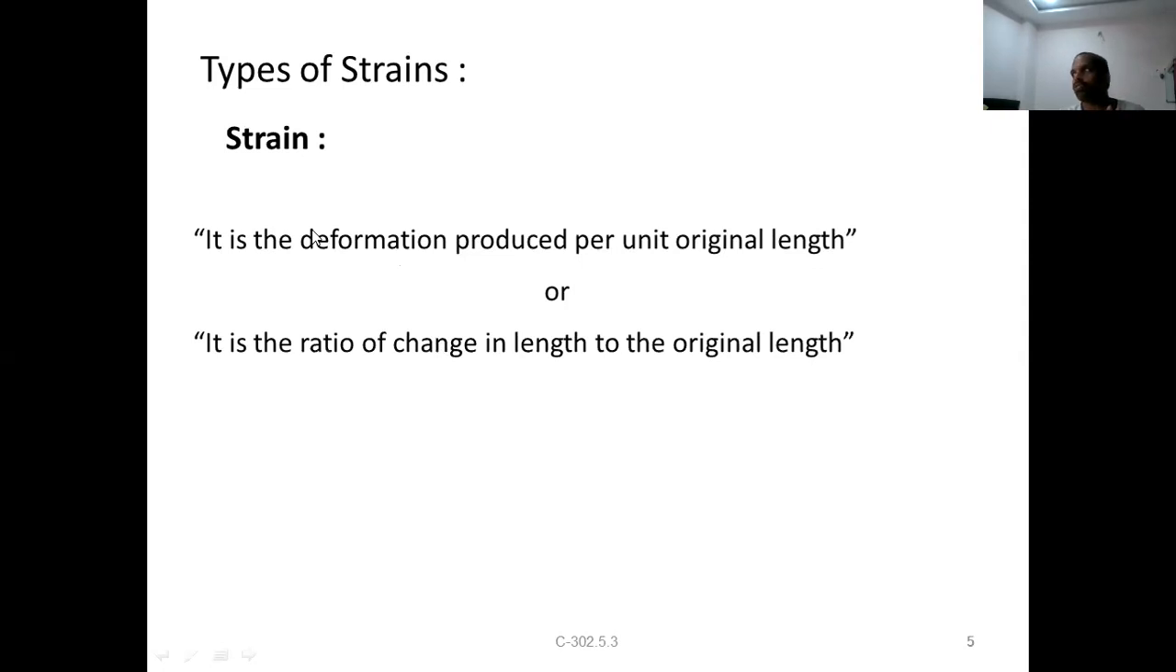The ratio of change in length to original length. We have seen in the last class tensile stress and compressive stress. In that, after the application of a load, let us say a tensile force, the change in length takes place. In that case the length is increased. That increase in length we call delta L. Delta L is equal to final length minus initial length. That will give the change in length. That change in length divided by initial length or original length will give the strain.